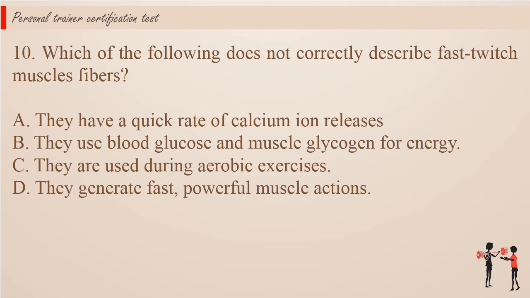Question 10. Which of the following does not correctly describe fast-twitch muscle fibers? A. They have a quick rate of calcium ion release. B. They use blood glucose and muscle glycogen for energy. C. They are used during aerobic exercises. D. They generate fast, powerful muscle actions.